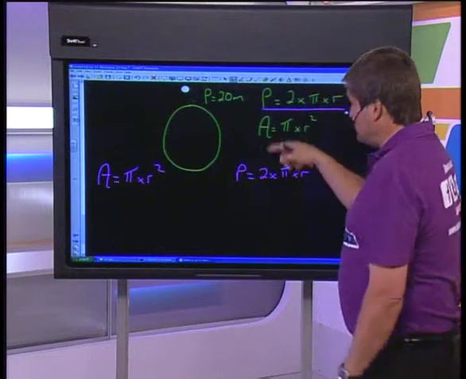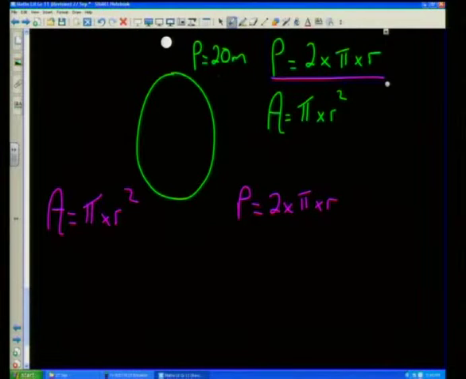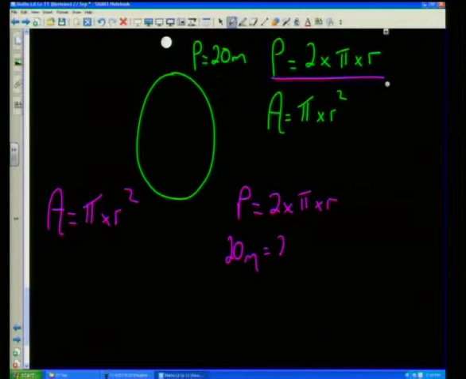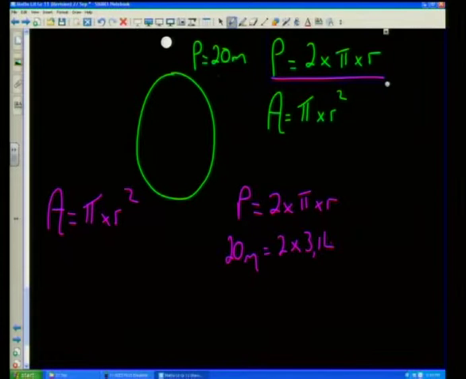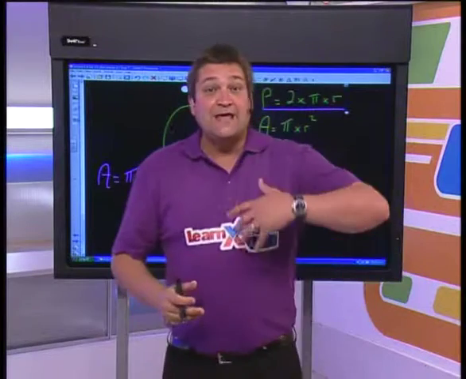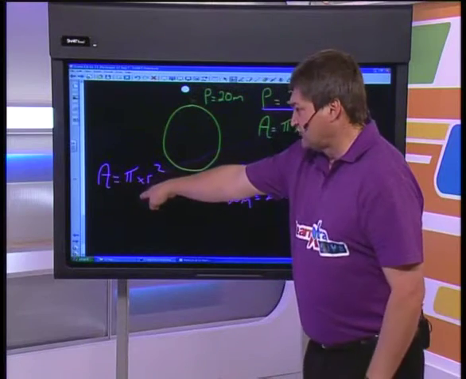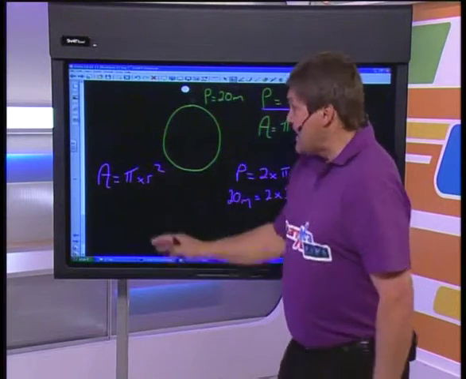So let's look at our perimeter formula. Our perimeter is 2 times pi times r. We know what the perimeter is. We know that the perimeter is 20 meters equals 2 times, what's my pi? It's 3.14 times my radius. So by doing our perimeter formula, knowing what our perimeter is, we can now calculate what the radius is going to be. When we know what the radius is, we can slap it into this formula, our area formula, and then find out what the area of the circle is.